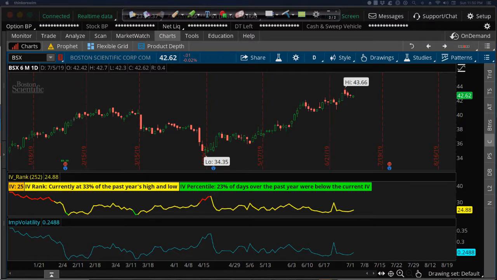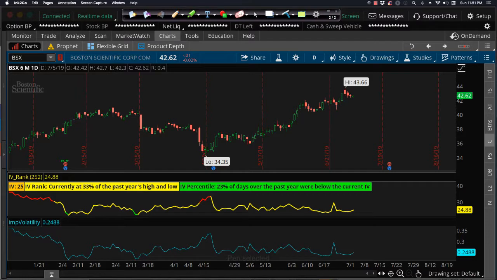Understanding the implied volatility of the stocks you choose to trade, particularly if you are going to trade options on those stocks, is vitally important. I have a chart here of BSX, Boston Scientific, which just happens to be on our options and stock report lately. And this is a chart with a couple of implied volatility indicators.